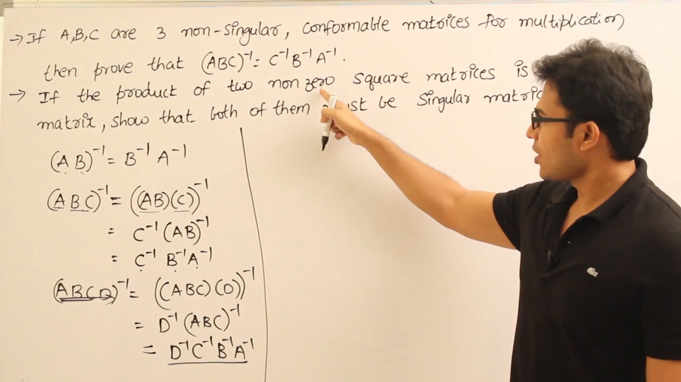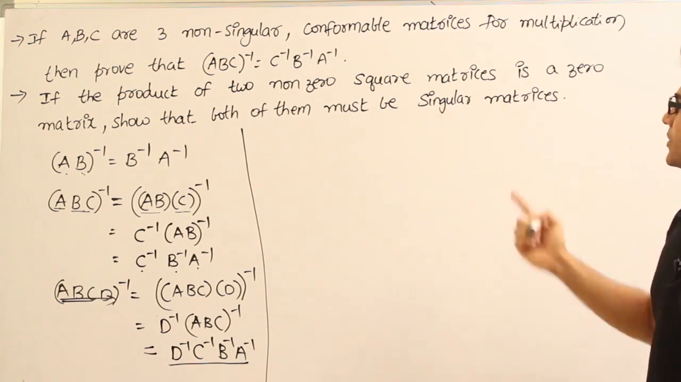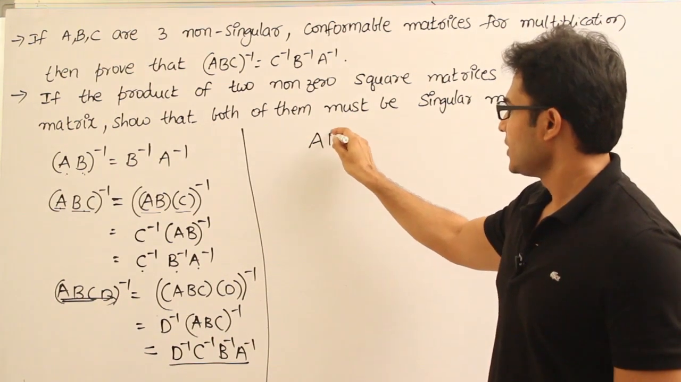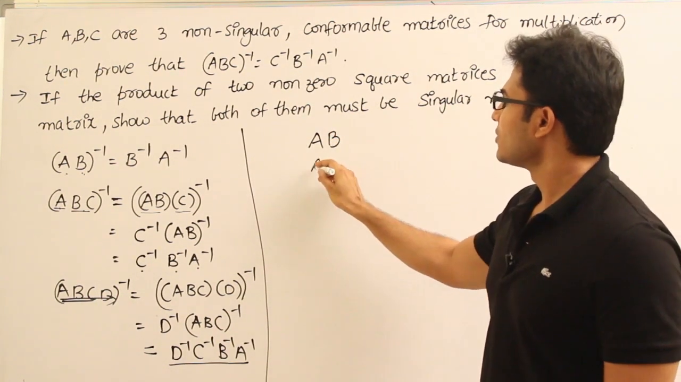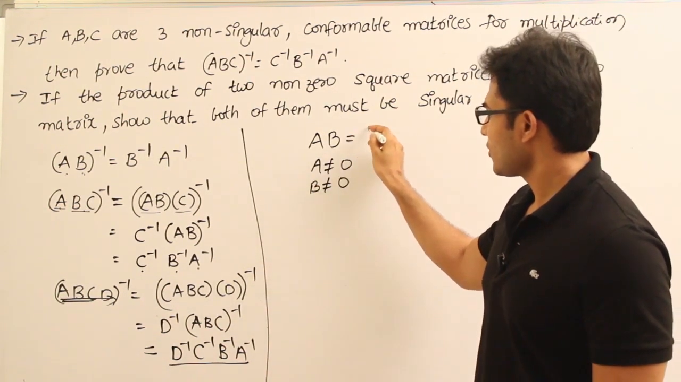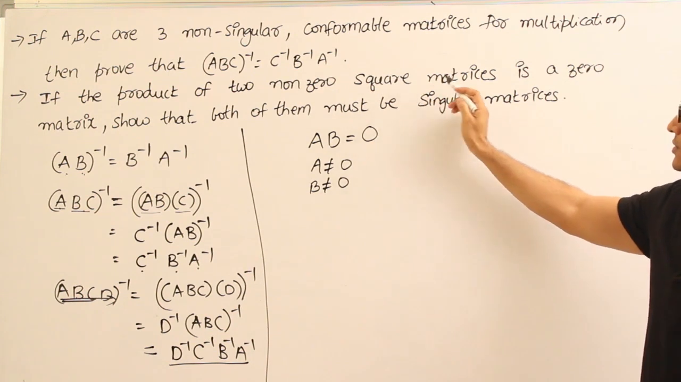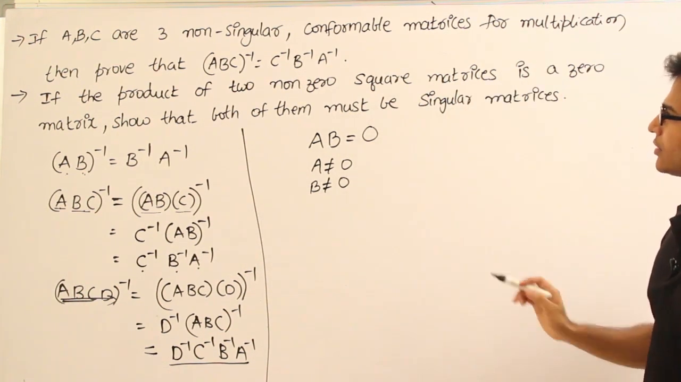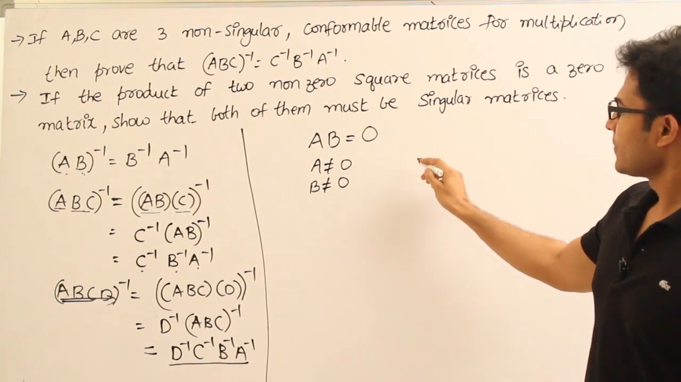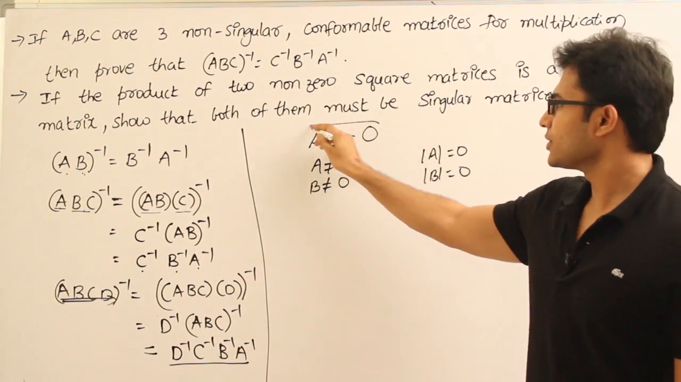If the product of two non-zero square matrices is a zero matrix, then show that both of them must be singular matrices. What they mean to say is, if we have two matrices A and B such that A is not equal to null and B is not equal to null, which means these are non-zero matrices, but the product of them is null. We should show that det A equals 0 and det B equals 0.